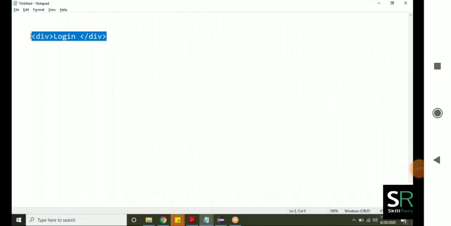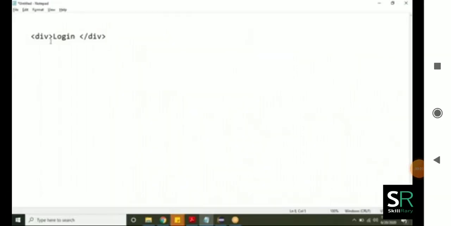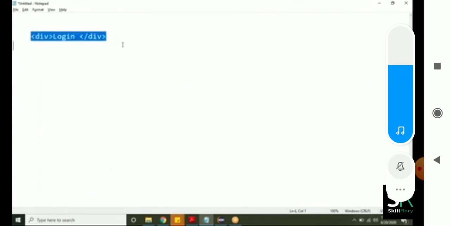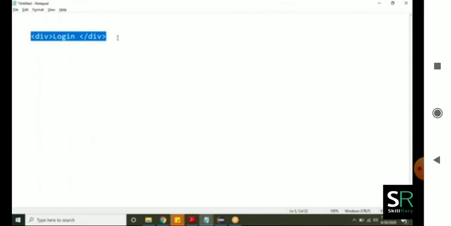We cannot write the XPath with attribute because there is no attribute. Do we have any attribute in this HTML code? No, there are no attributes. Then how to write the XPath?